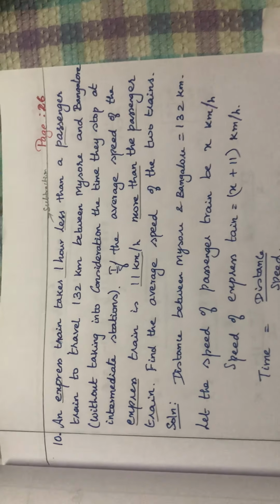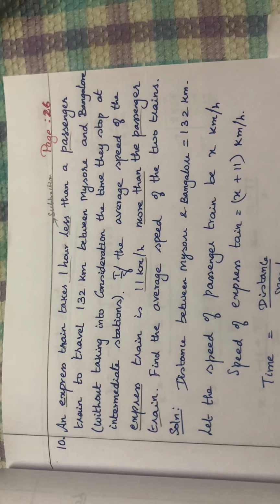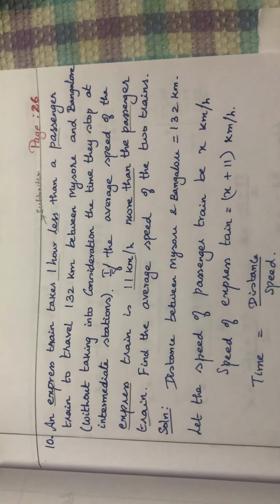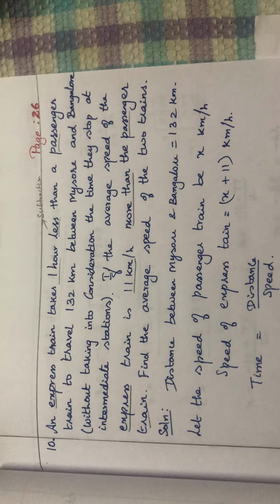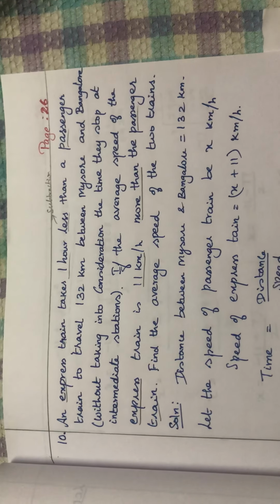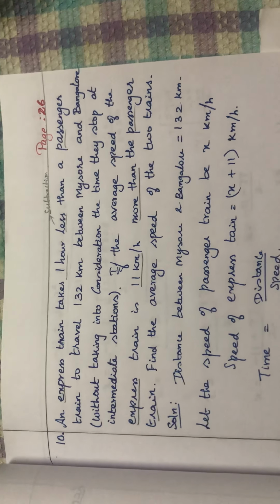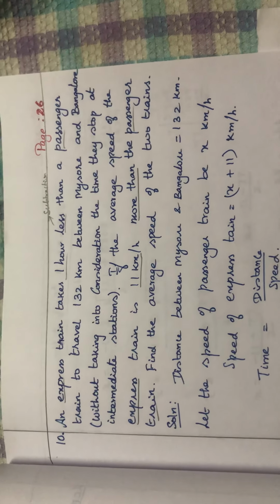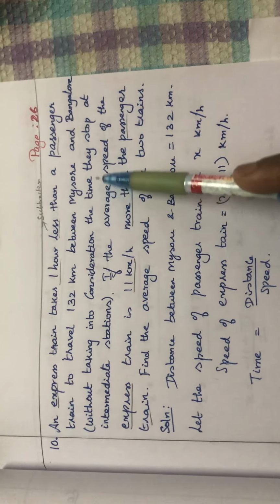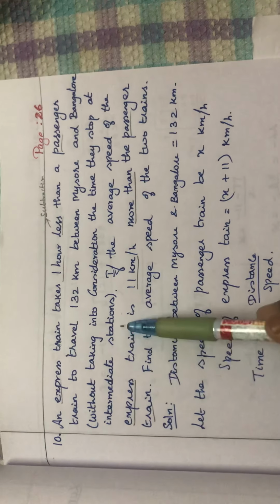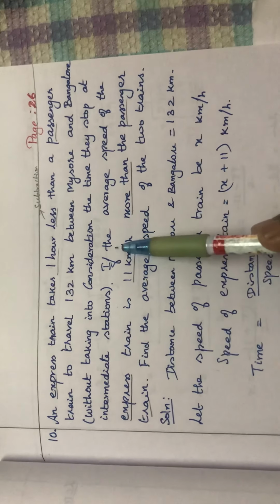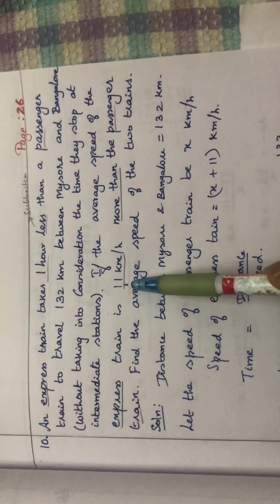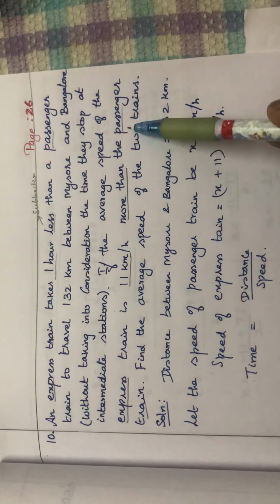Next sum, 10th sum. An express train takes 1 hour less than the passenger train to travel 132 km between Mysore and Bangalore. So here two trains they have given. One is express train, another is passenger train. The distance is given as 132 km. They have given these two places, one is Mysore and one is Bangalore. Without taking into consideration the time they stop at the intermediate stations. So they are not going to take all this 10 minutes, 5 minutes, whichever time the train stops in the station. If the average speed of the express train is 11 km per hour more than the passenger train.